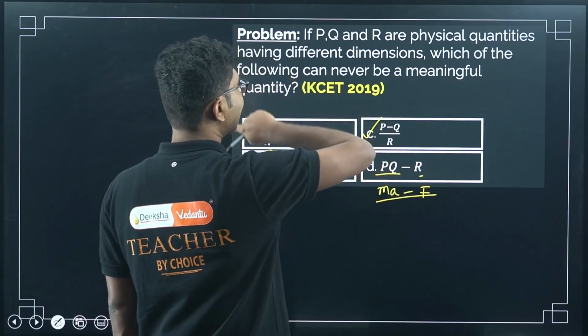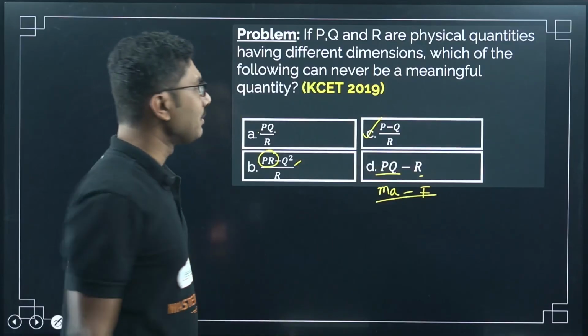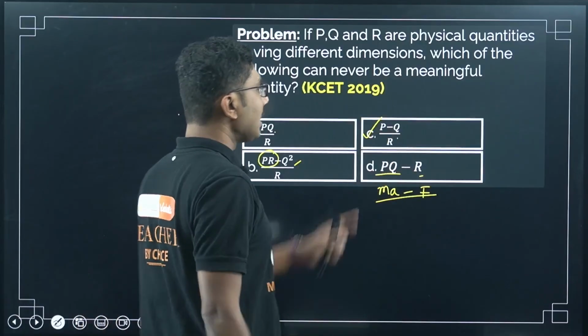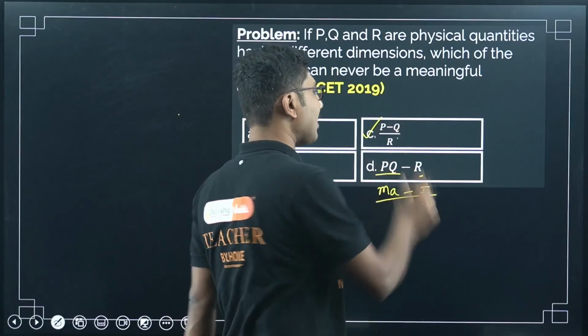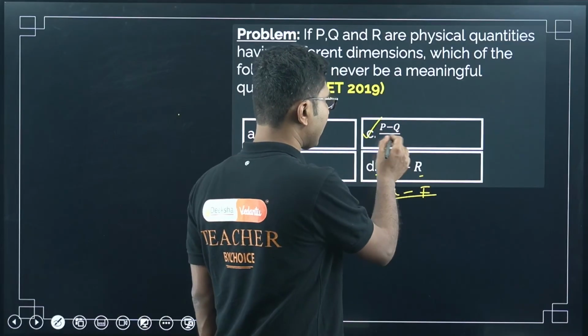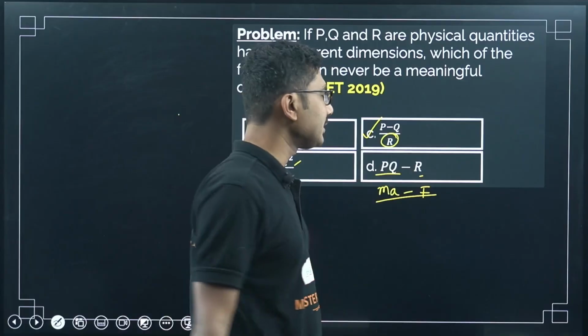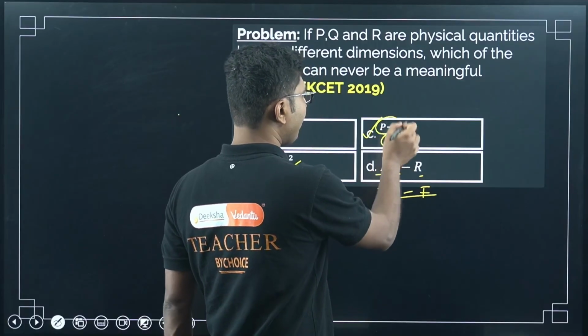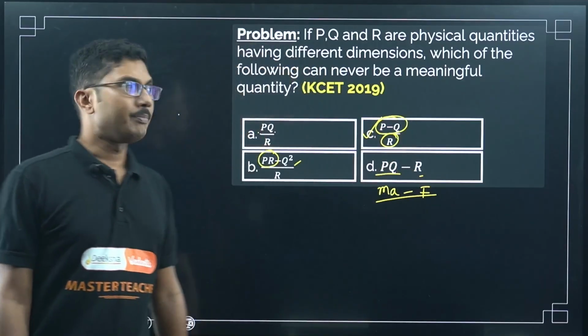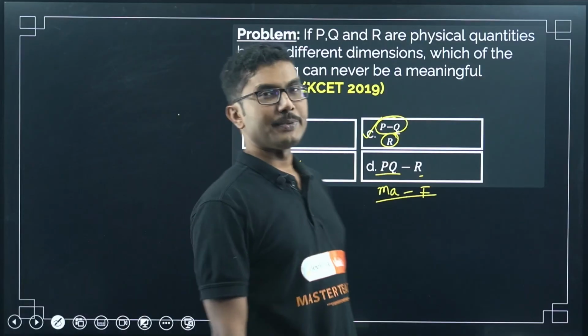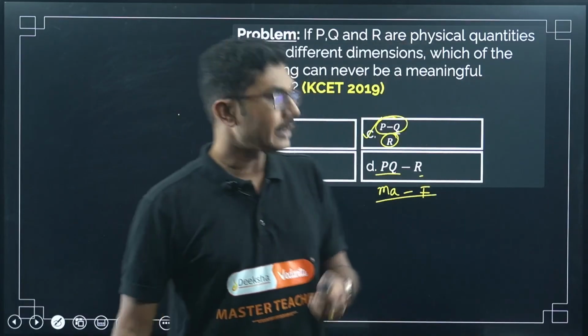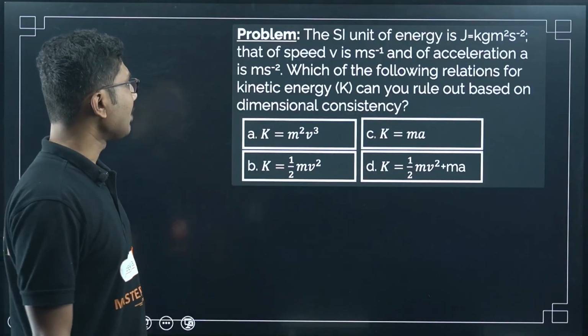What will never be possible is this, because you cannot subtract two quantities of different dimensions. This division is okay. Division you can do, but this step, P minus Q, is not possible, because P and Q are of different dimensions. Now let's look into one more question.